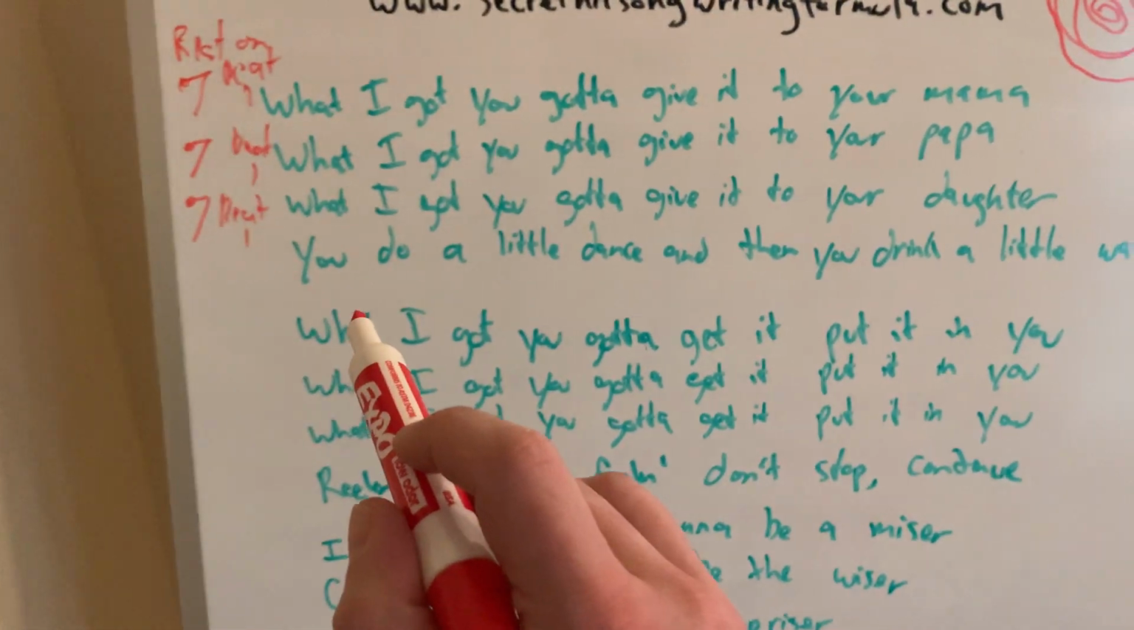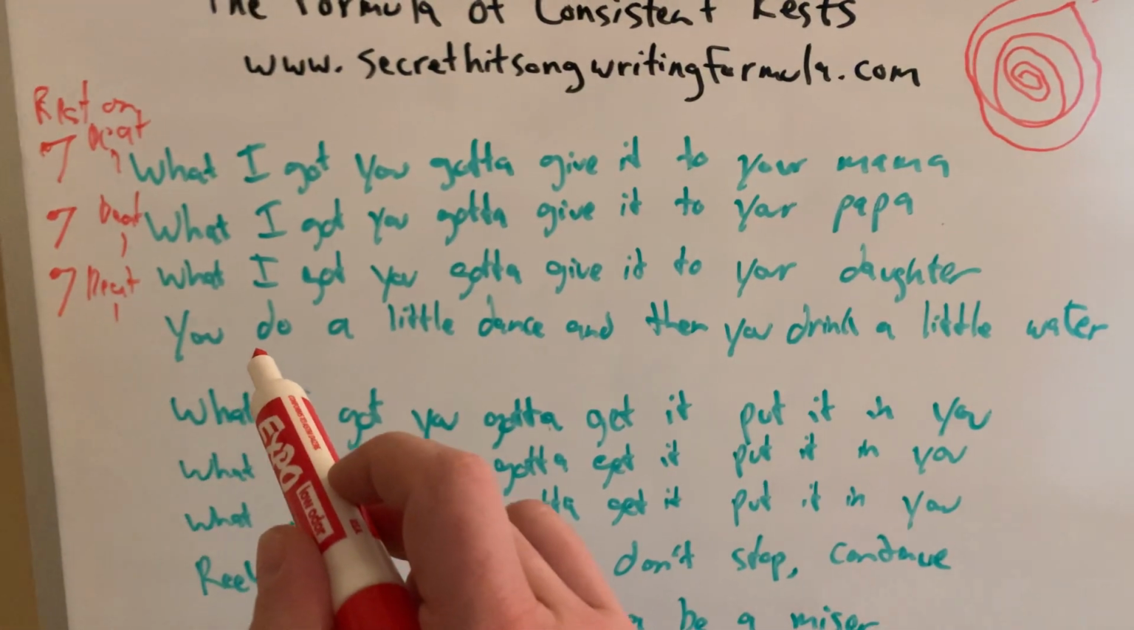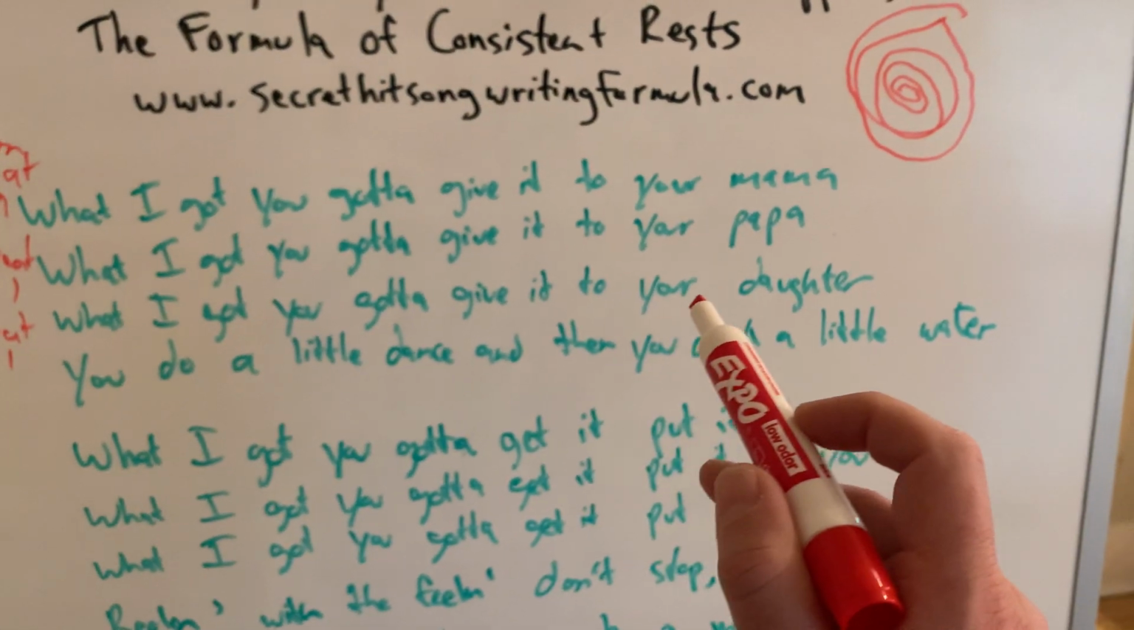Now on the fourth phrase, he doesn't rest on beat one. He goes, what I got, you got to give it to your daughter.